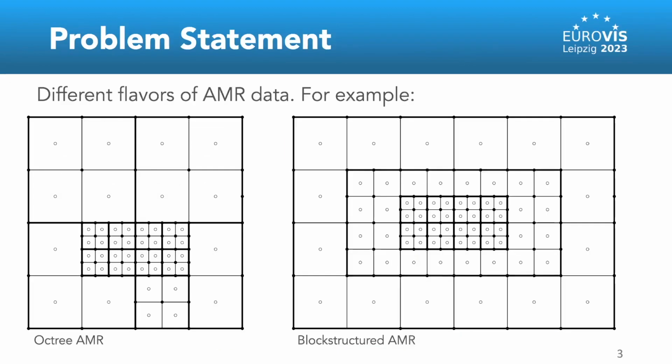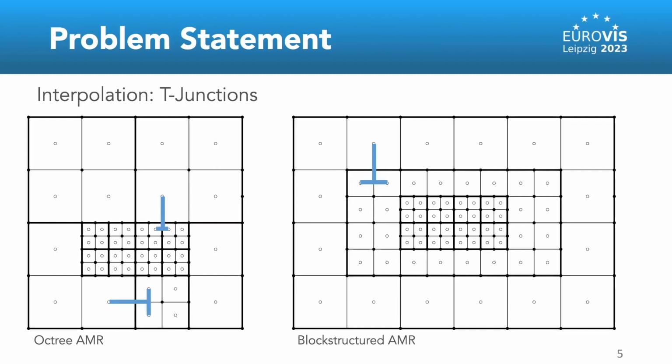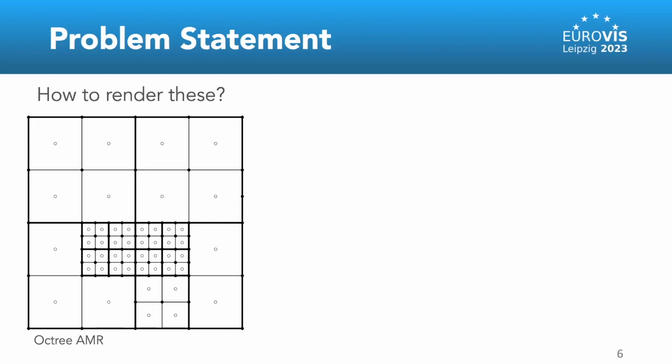AMR datasets come in different flavors. The examples here are an octree on the left side, block structured AMR on the other side, and what they differ in is how they refine subgrids. But a commonality of this data is that they are usually cell-centric, which is indicated by those white dots in the illustrations. And if you want to perform smooth interpolation in the presence of cell-centric data, what you run into is T-junctions. And because of those T-junctions, you cannot just use trilinear interpolation. So the question is how to render these data.